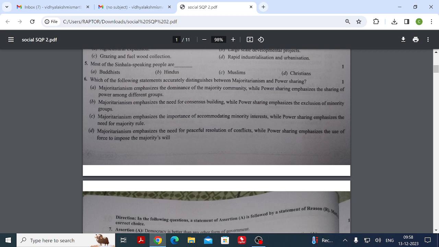So majoritarianism emphasizes the need for consensus building, while power sharing emphasizes exclusion of minority groups. Power sharing is not exclusion of minorities, it means avoiding exclusion. With power sharing, they will include the minority's interest. So all of these are contradictory. Now option A, majoritarianism emphasizes dominance of majority community. Right, when the majority community dominates, that is called majoritarianism, while power sharing emphasizes the sharing of power among different groups.